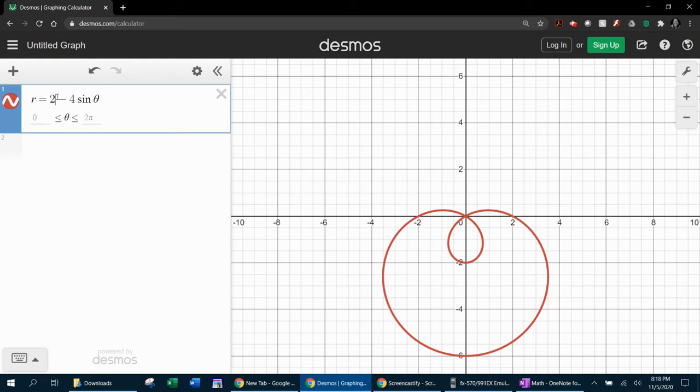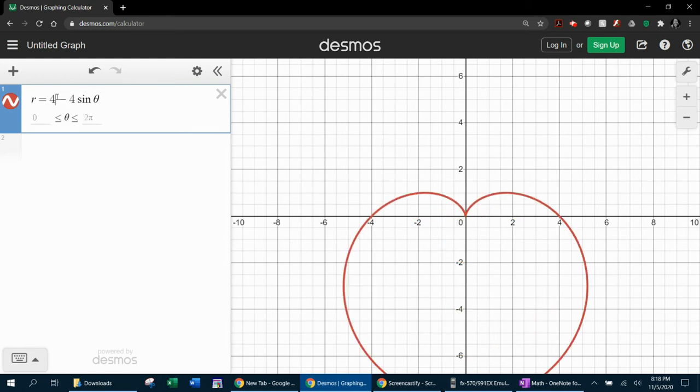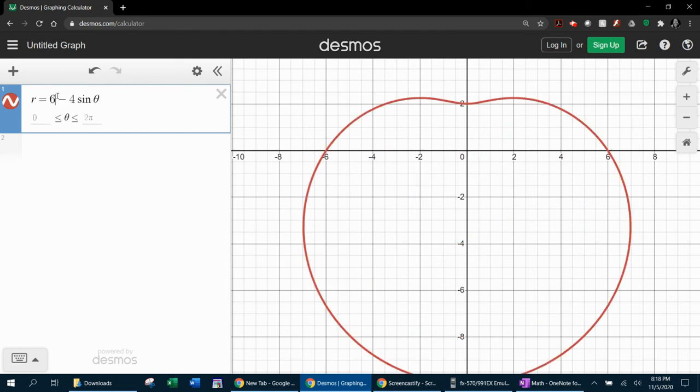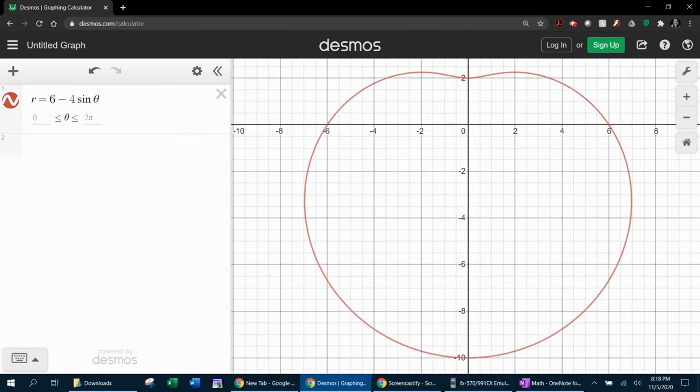Or you can say, well, what would happen if that 2 was a 4? And then you get a cardioid. Remember, the cardioid has this apple shape with the stem at the origin. And then you can say, well, what if that was bigger? Then it's similar to an apple shape, but here the origin is not where the stem is. It's more inside the apple. Anyway, you can see how that changes the shape of the graph.